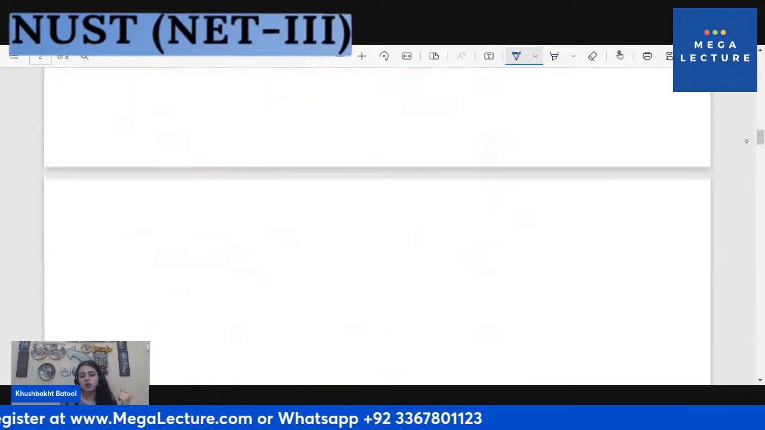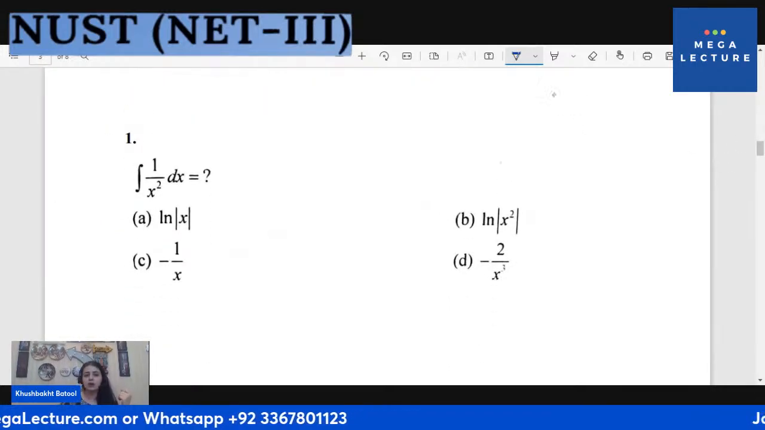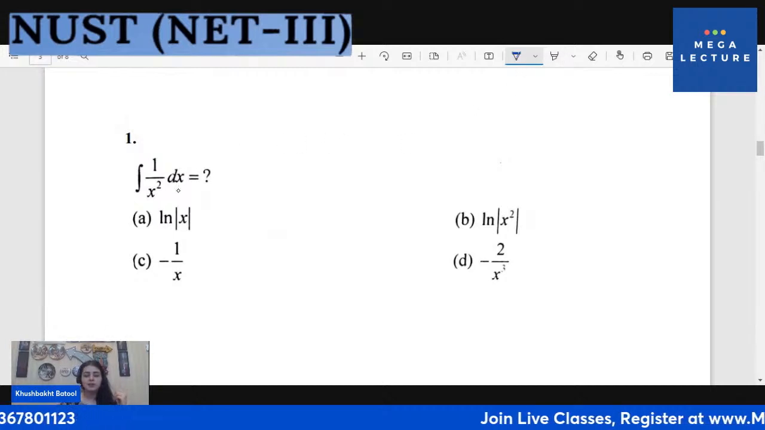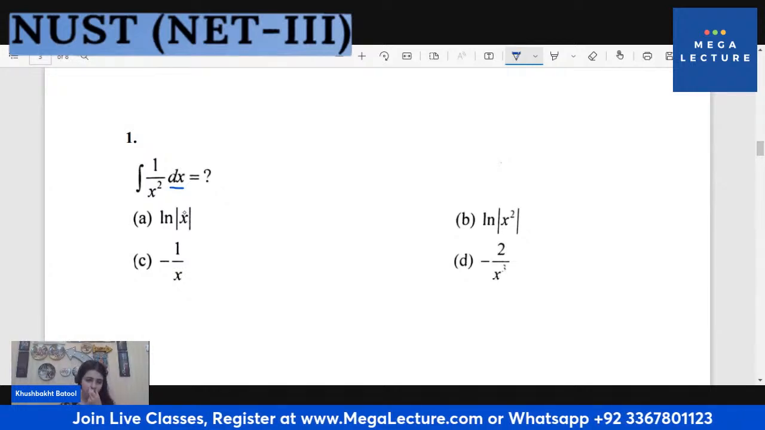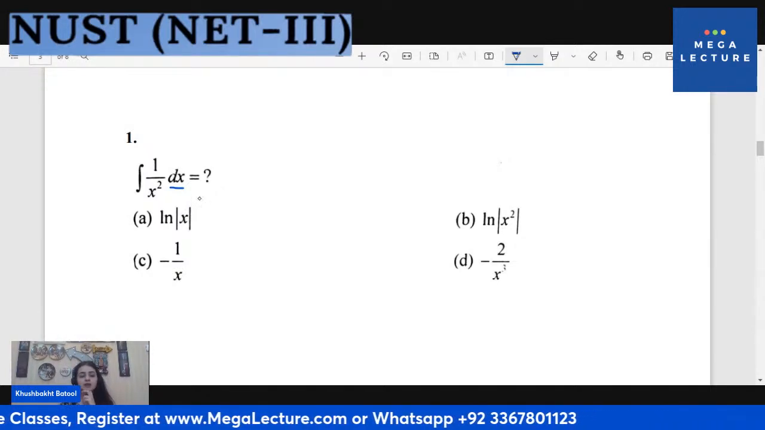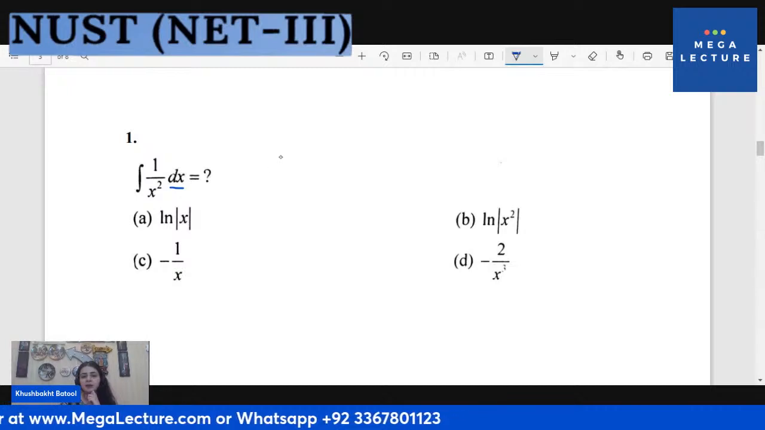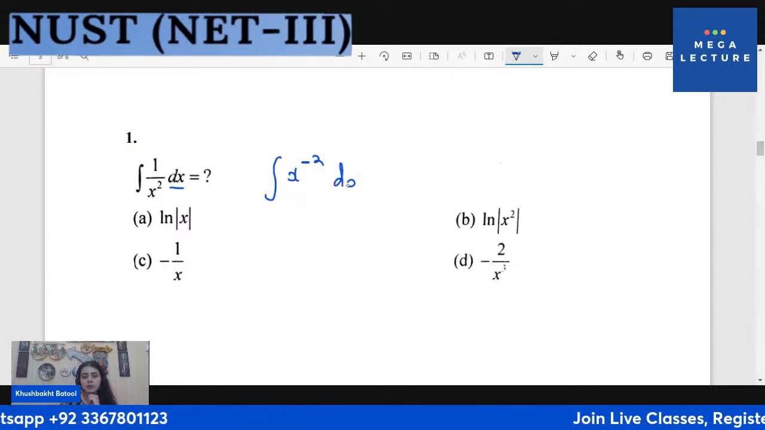Okay, all right. Let's talk about the questions now. All right, this is the very first question. Let's see how to do it. Now it says, what is the integration of 1 by x squared with respect to x? It is 1 by x squared. When we say 1 by x squared, it is simple. I can think about it as integration of x to the power minus 2 with respect to x.